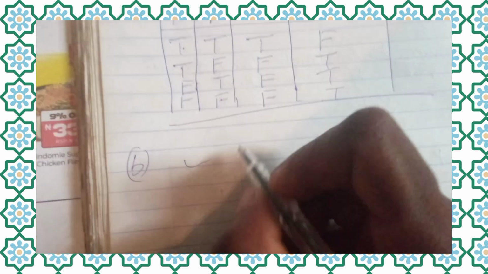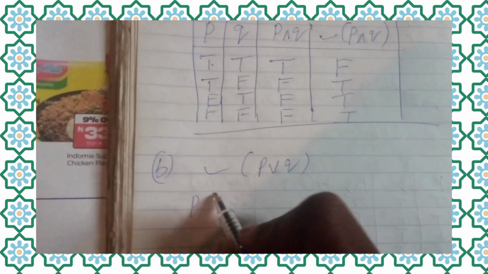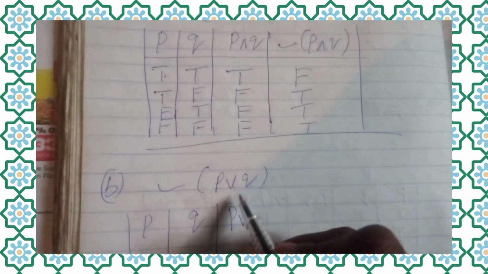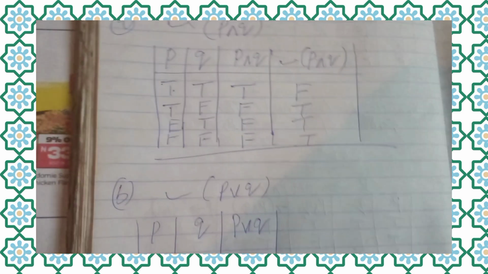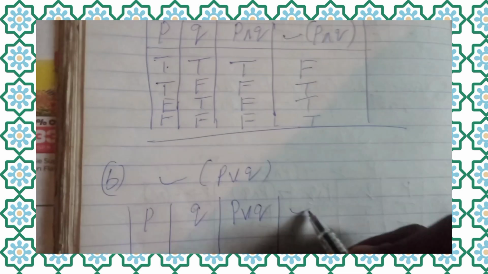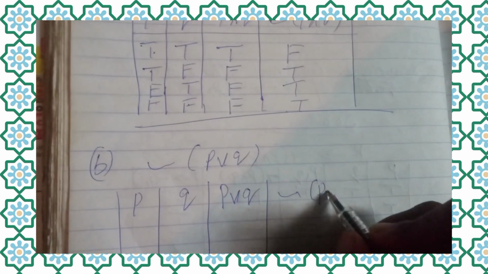Let's look at number two. They say we should find the negation of P or Q. So for us to find the negation of P or Q, we put P on its own column, then Q on its own column, then put P or Q on its own partial column. After that, we put the entire question, which is the negation of P or Q, on its own column.